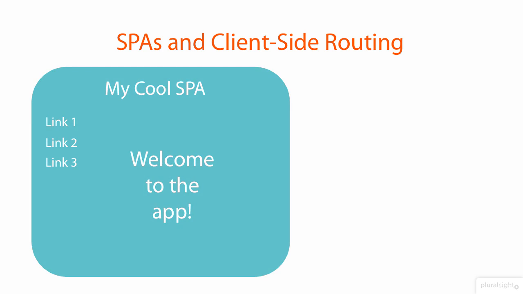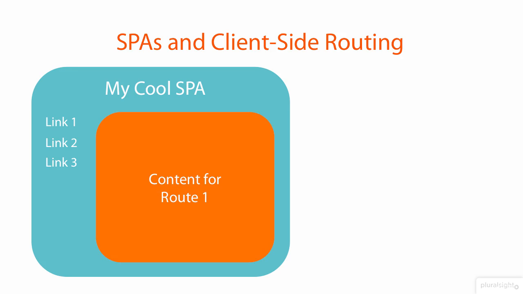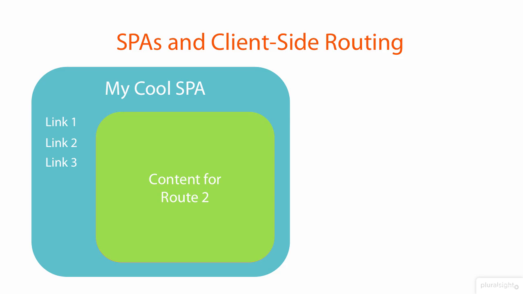Let's assume this is the home screen of our new single-page Angular app. We've got a title at the top, a few links down the left side, and some content in the middle. When the user takes some action, like clicking the first link on the left, the application navigates them to a new client-side route and loads information related to that route into a portion of the page. When they click a second link, they may be taken to a new route which loads different information into the same part of the page.